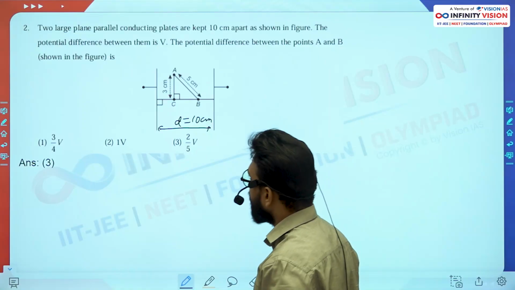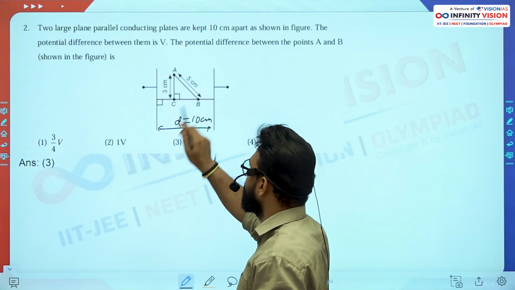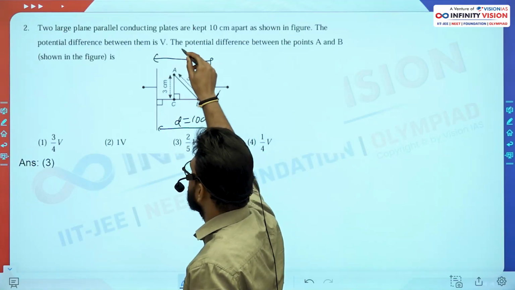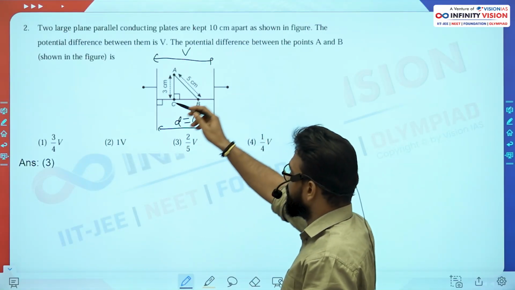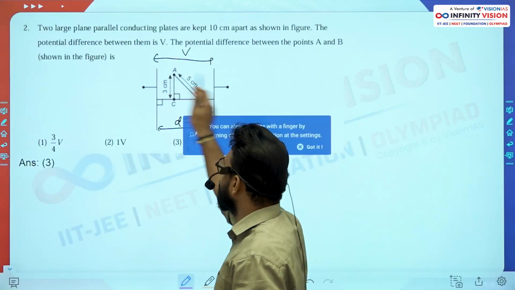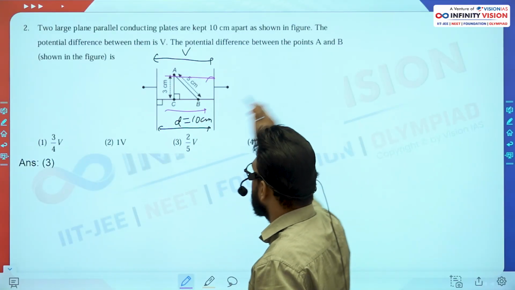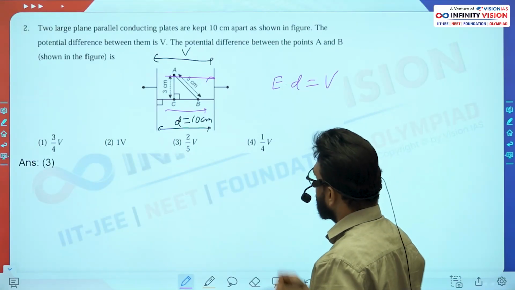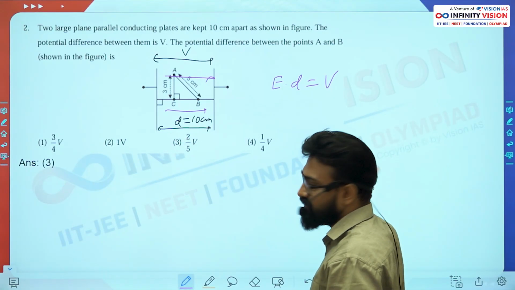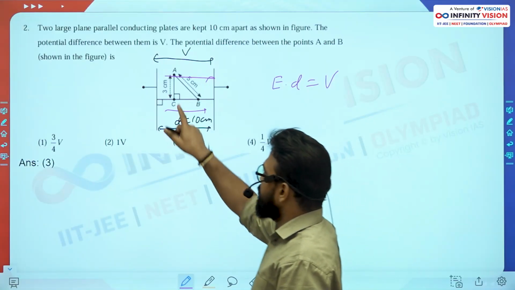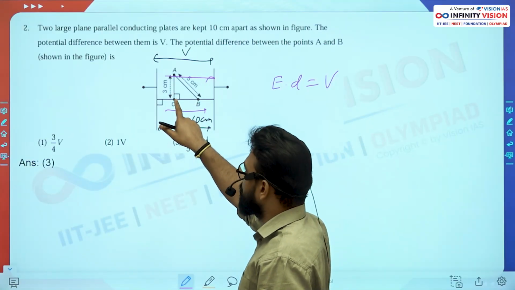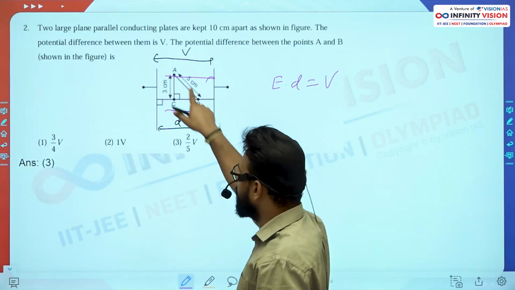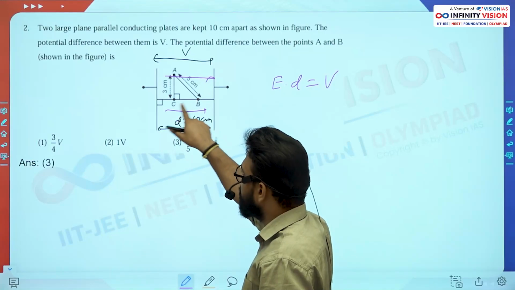Now what is the potential difference between A and B? The potential difference across these plates is V. We already know that if electric field exists within these plates, E dot D must be equal to V, the potential difference between the two plates, and the distance between them is D. The potential at A and C would be same, so the potential difference across A and B would be same as that of potential difference across C and B.